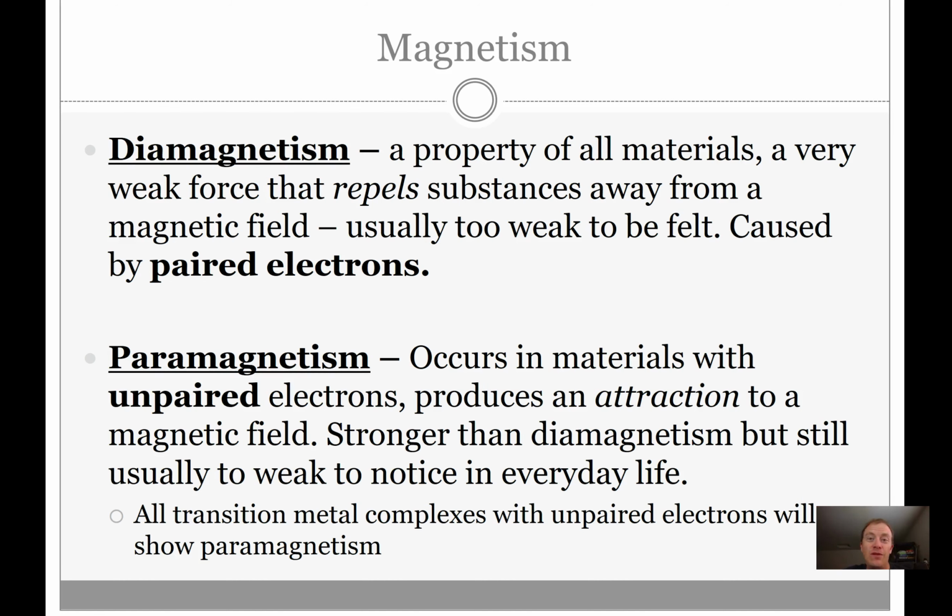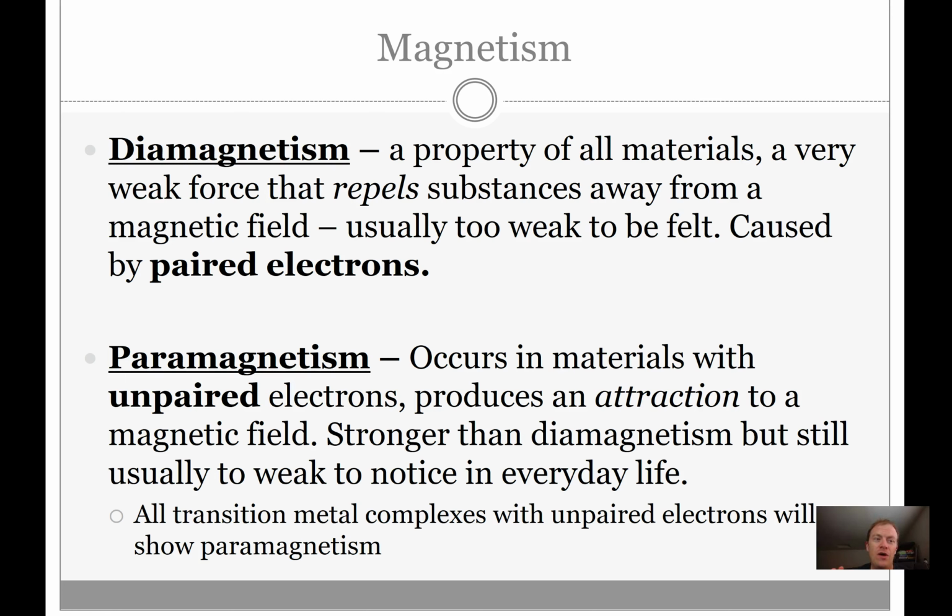But one thing that comes along with being a transition element is the property of magnetism. Now, there are 3 types of magnetism we're going to talk about. Diamagnetism is basically what all substances have. It's a force that repels a magnetic field. It's not something you would really notice in everyday life at all. It's very weak, but it's caused by paired electrons. So just about everything has paired electrons.